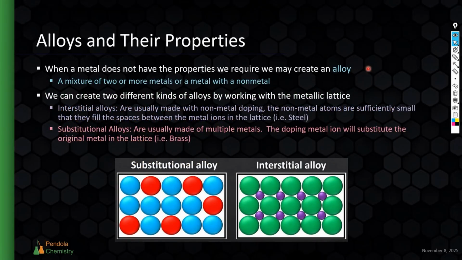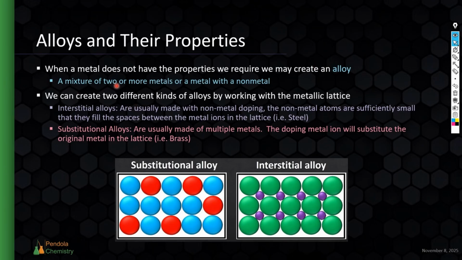Now, like I said, metals can either be a singular metal, like aluminum, sodium, gold, silver, or they can be a mixture of metals. Now, with a mixture of metals, we get what we call an alloy. So let's look at that now. Alloys and their properties. So when a metal does not have the properties we require, we create what is called an alloy to make a metal that has the properties we want.